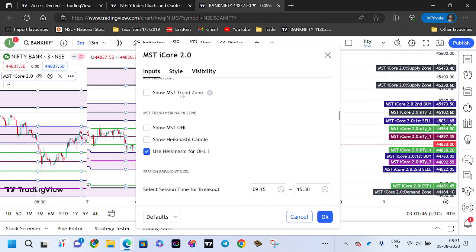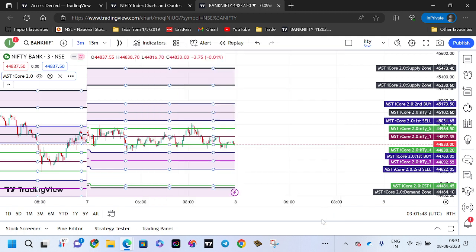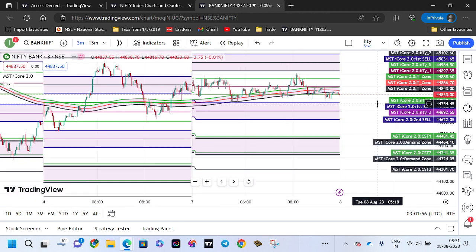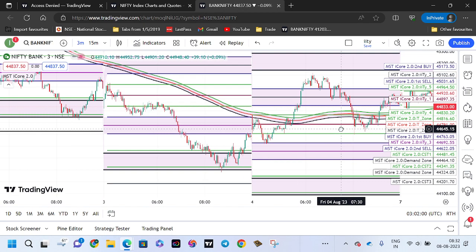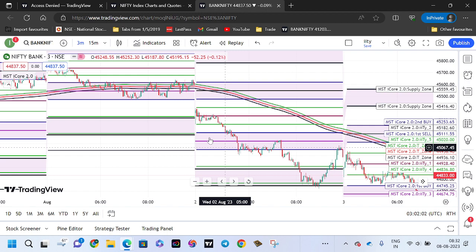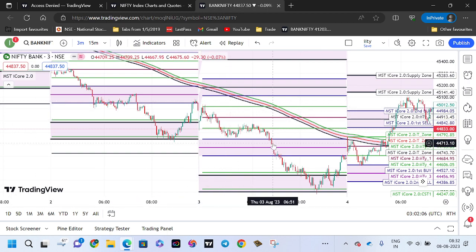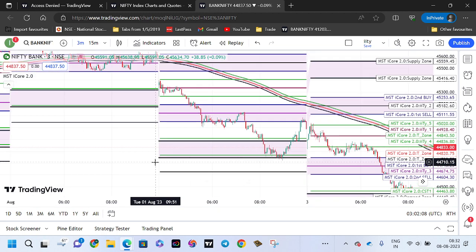Then trend zone, a very important point. What is this trend zone? Whenever the market is above this trend zone, it is in a buy entry. Whenever the market is below that trend zone, it is on the sell side. See here, the market has opened gap down here and we have got very good profit.